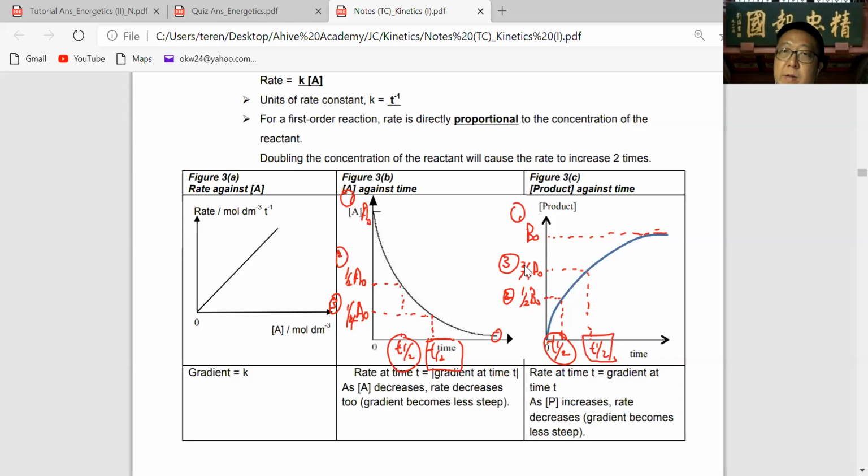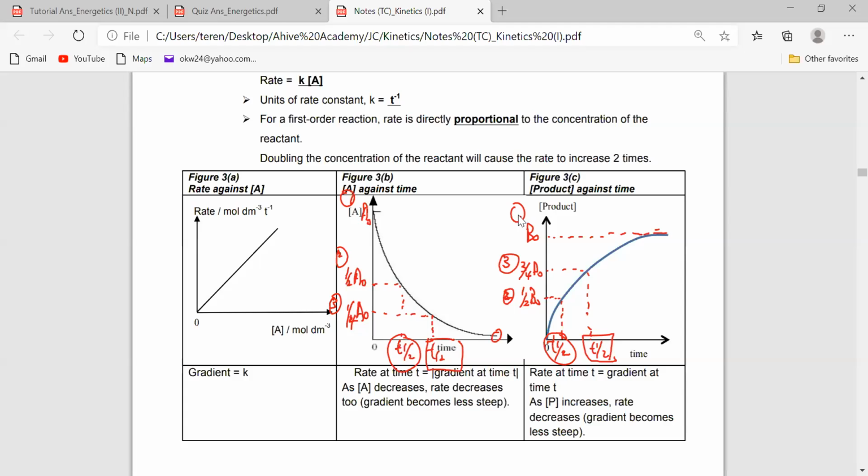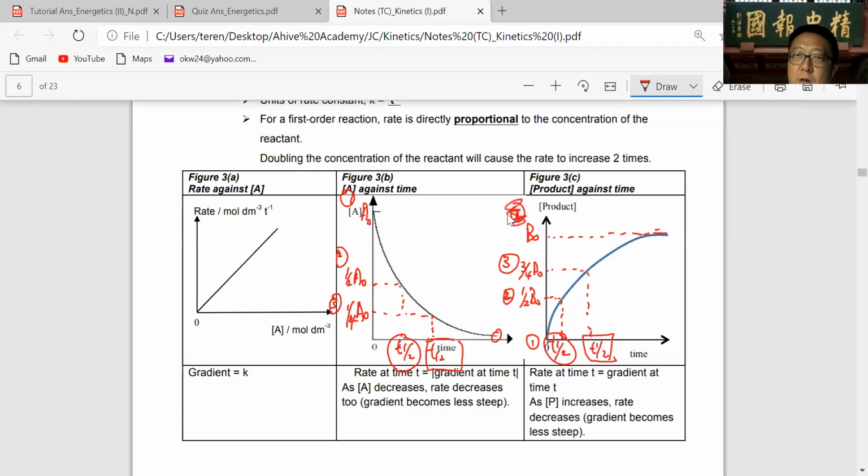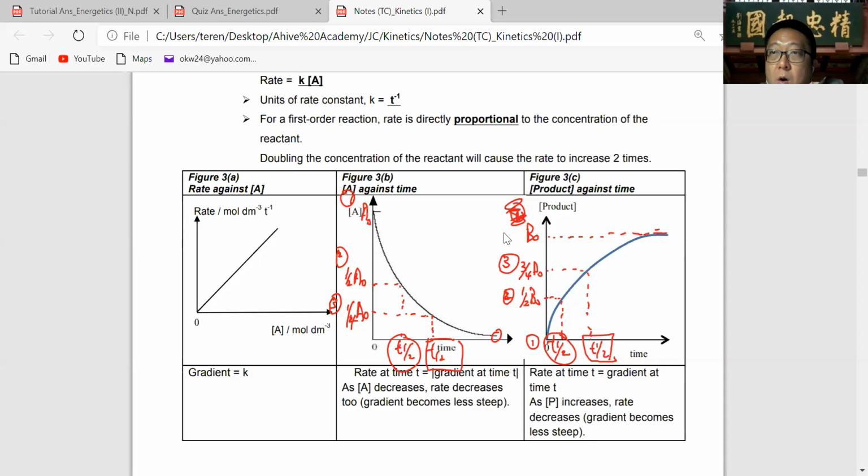Yes, you're right. The 1 is just to coincide with what you have initially. So this one is actually your 0 point. When it's all reactant, there's no product, 0 point.